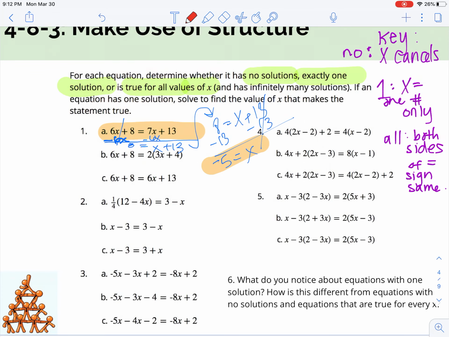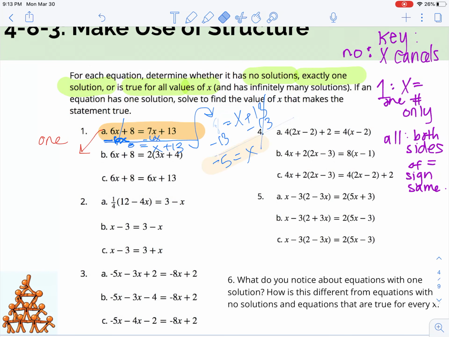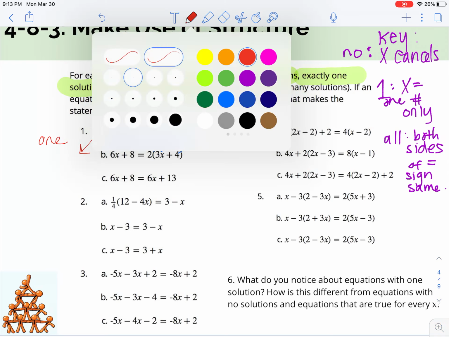So I'm going to write my answer next to A, and I'm going to write 1 for one solution. Okay, so let's do B and C. But first I'm going to erase this. Sorry. You can rewind it if you need to and write it down, but we don't have enough room. Okay, I'll leave that part though.